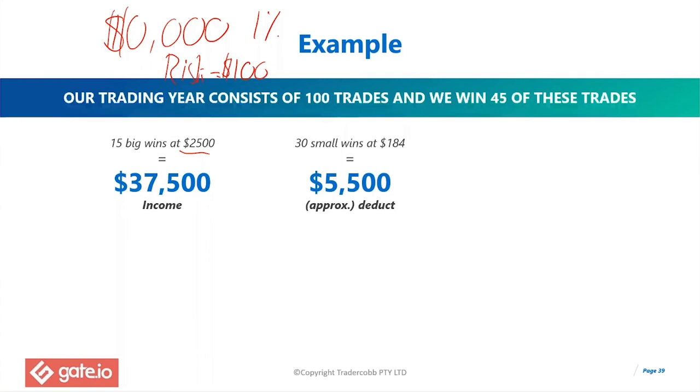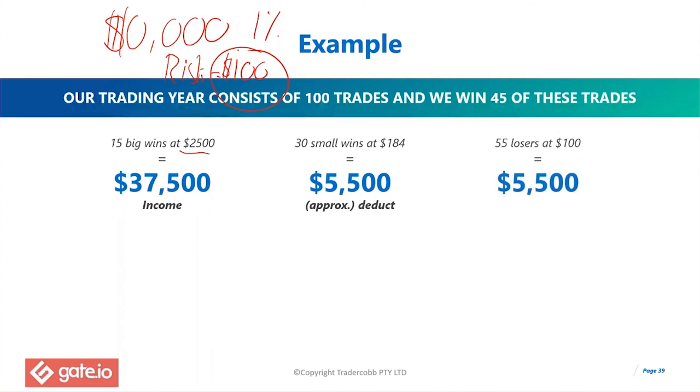The 30 small wins at $184, obviously, that's 1.84 times our risk multiple. So $184, obviously, is 1.84. That nets us 5,500. The other 55 losing trades at 100 is 5,500.